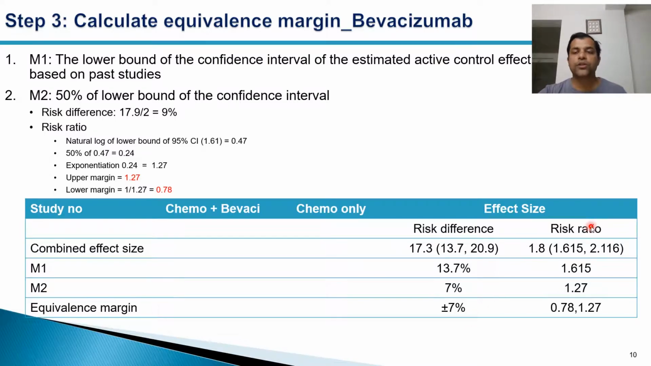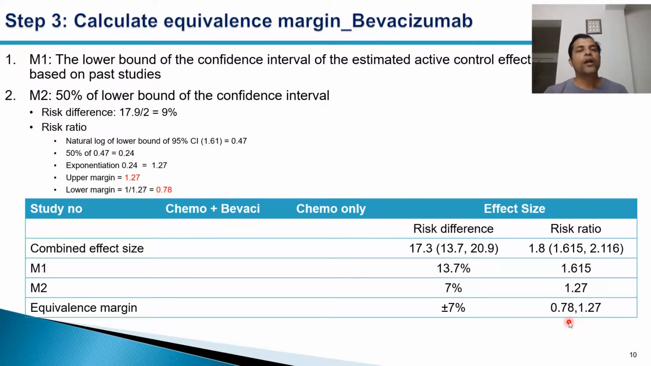For the risk ratio approach, once we have the 1.615 as M1, then based on the calculation that we have seen earlier, we calculate M2 as 1.27, and then we take the lower bound in that. For that, we divide 1 by 1.27 and 0.78 comes. So this is your equivalence margin. So for the risk difference approach, the margin is plus or minus 7, and for the risk ratio approach, the margin is 0.78 to 1.27. This is how you calculate the margin for both approaches.